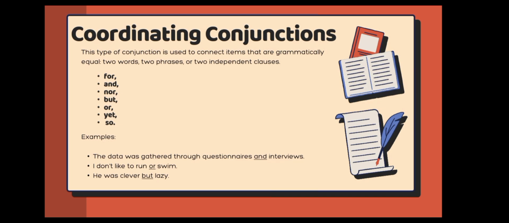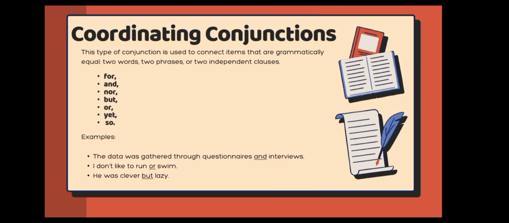So one, it's pretty easy to notice, right? FANBOYS. Okay, so the example sentence of coordinating conjunctions is this: The data was gathered through questionnaires and interviews. So the words used to connect here are questionnaires and interviews, and the conjunction used here is the word "and."